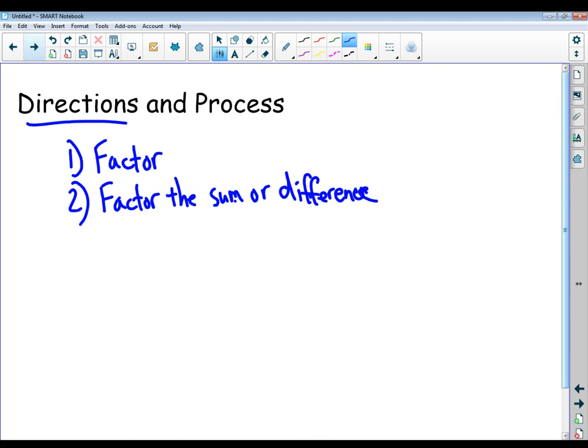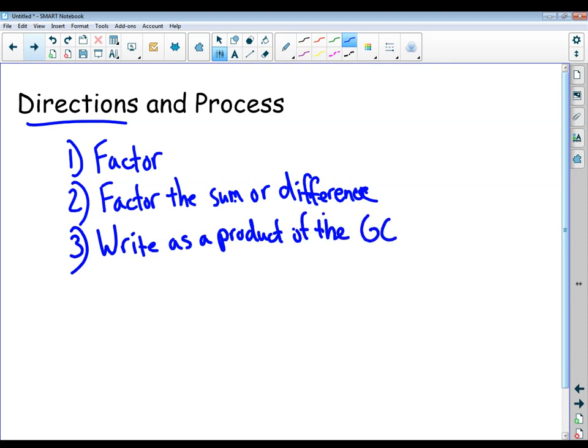Another way we might be more specific is, write as a product of the GCF and sum or difference. When I say product, keep in mind that word means multiplication, and you'll see what that looks like. That gets us to the next thing, which is the process.